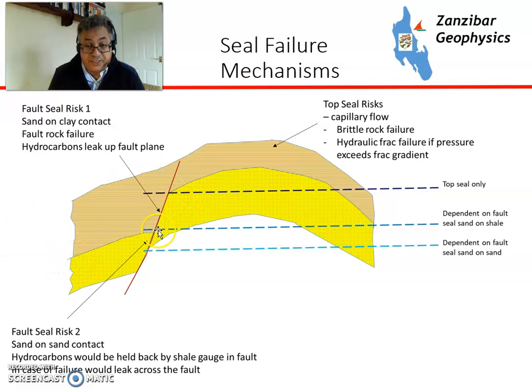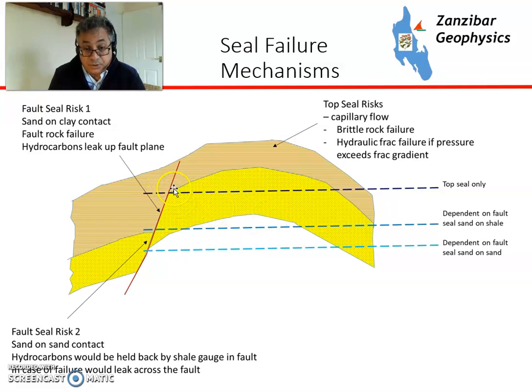In fault-related contact, this now becomes the weakest link. So although it's sand on clay, if the smearing isn't quite right, the fault becomes the weakest link and hydrocarbons might escape up the fault plane, or the clay smear may limit the amount of hydrocarbons that the trap can hold.